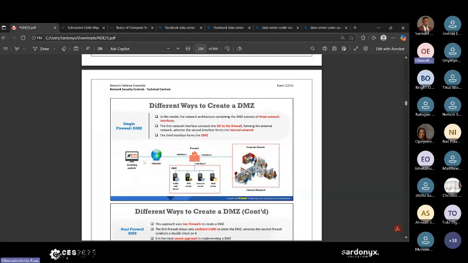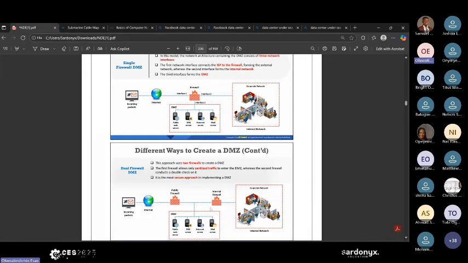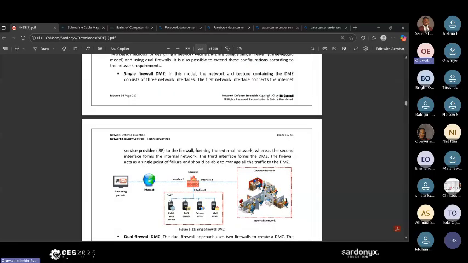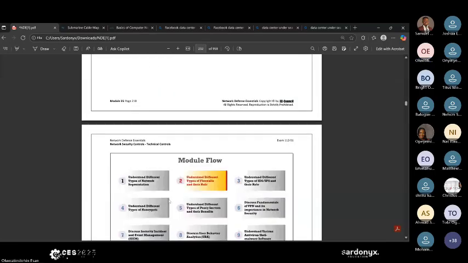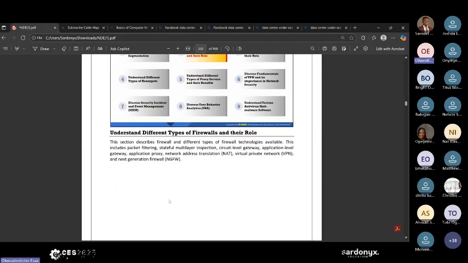You have different ways of creating the DMZ. We have the single firewall DMZ, and we have the dual firewall DMZ, in which you have two firewalls. Then let's talk about firewalls.